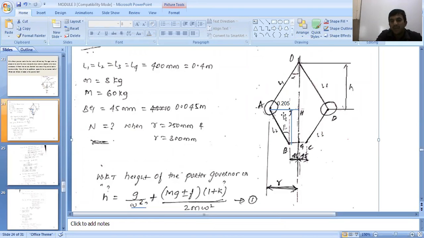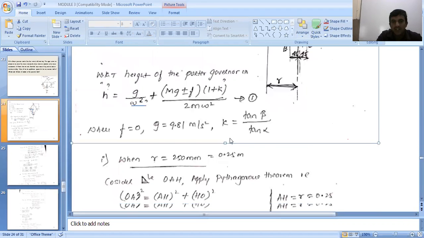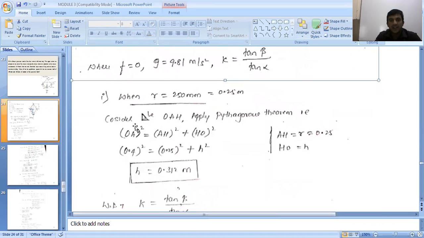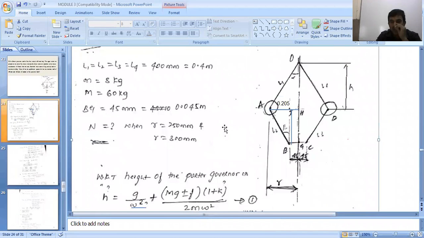Good. What the Pythagoras theorem says is that the square of the hypotenuse is equal to the sum of the squares of the two adjacent sides. That is AB square is equal to BJ square plus AJ square. Then you calculate the BJ value. That is the step we follow here. Now first you consider R is equal to 250 mm, that is 0.25 meter, and apply the Pythagoras theorem.